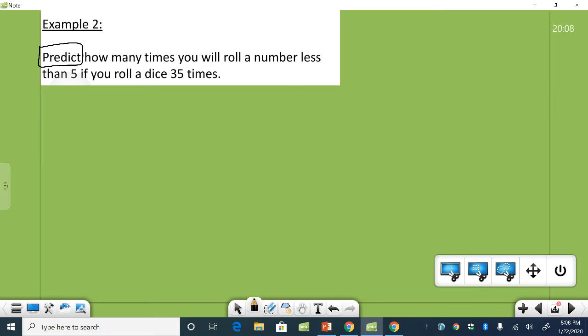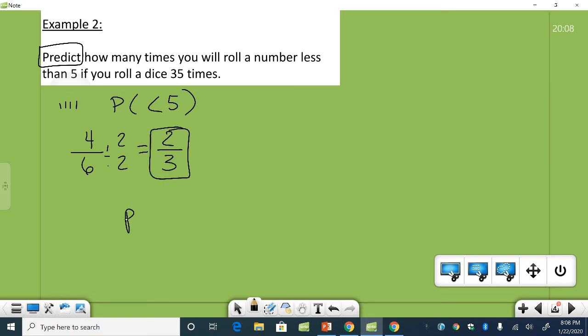So numbers less than 5: 4, 3, 2, 1. There's four numbers. There's 4 out of 6. So the probability of me getting less than 5 is 4 out of 6, which when I divide that out, 4 divided by 2, 6 divided by 2 gives me 2/3. So that's my probability.